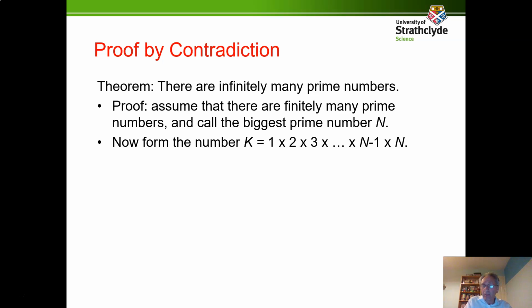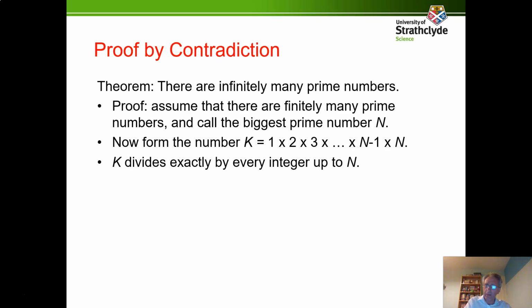So he's formed this number k. It's the factorial of n. Remember, n is the biggest prime number, so the factorial of that's going to be quite a big number. Is k prime? Well, no, it's not. It divides exactly by every integer up to n. So it's really composite. It divides by every number that there is. It divides by 2, it divides by 3, it divides by 4, 5, 6, all the way up to n.